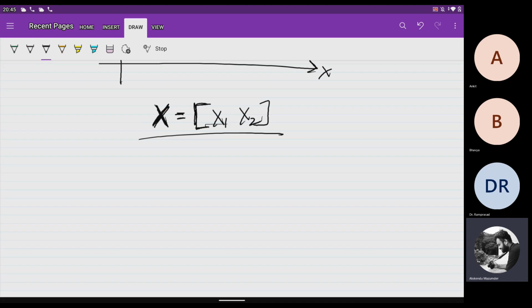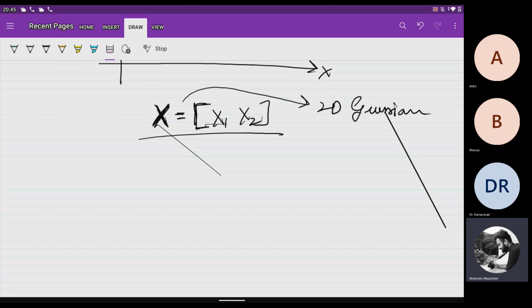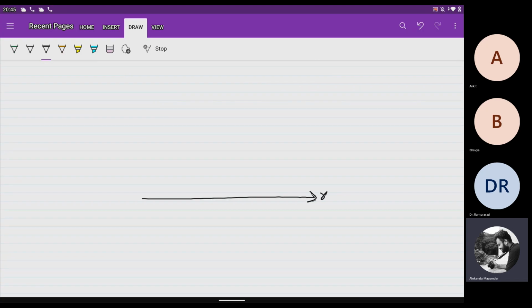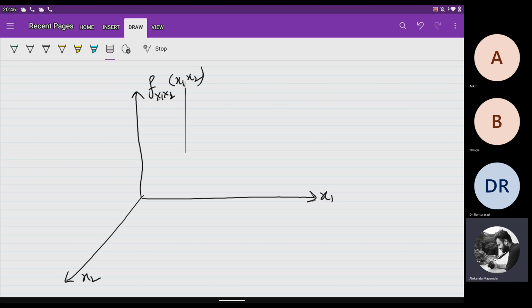So this random vector x is a 2D Gaussian. It looks like this. I have my x1 random variable here, I have my x2 random variable here, and I have a probability density function denoted by f(x1, x2). It will look something like this.